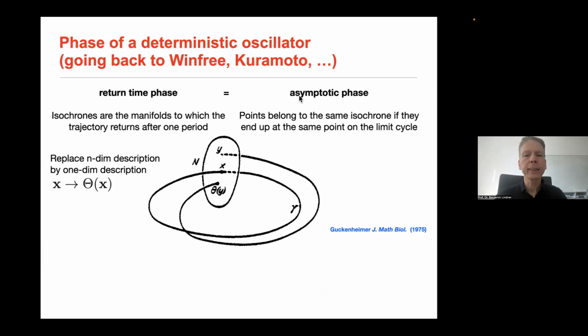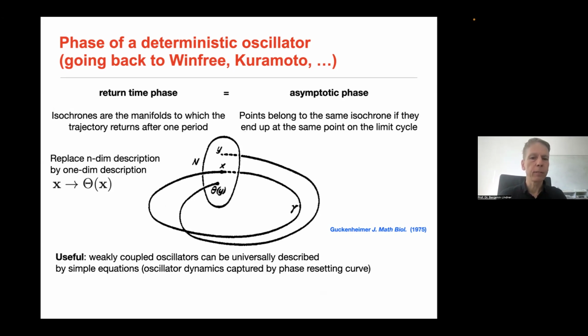And the other one uses the asymptotic properties of the density of the time evolution of our trajectories. We go, so to speak, backward in time, and we say that two points belong to the same phase if they end up at the same time-dependent point on the limit cycle in a long-term limit. Okay? So these two definitions, the return time phase and the asymptotic phase, agree with each other. They are equivalent with each other.